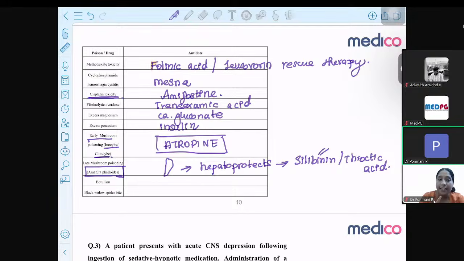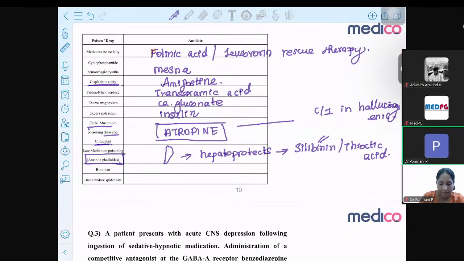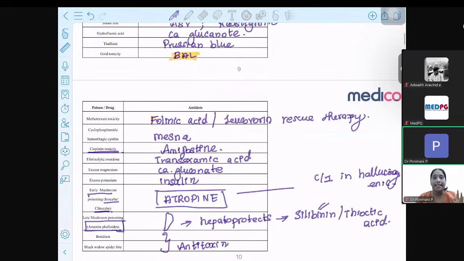For hallucinogenic mushroom poisoning, atropine is contraindicated in the hallucinogenic type. So you need to make a note of this also, right? And for botulism and black widow spider bite, you're going to give antitoxin specific to both of these. So this completes our complete list of the antidotes and the drugs. If you know this, whatever question they ask from you, you can get the right answer.